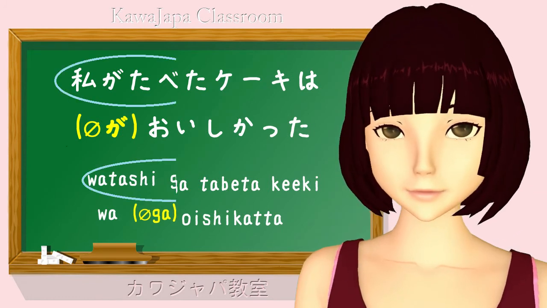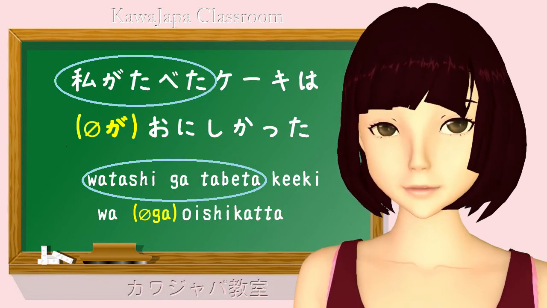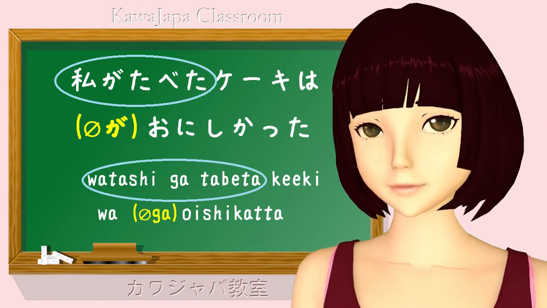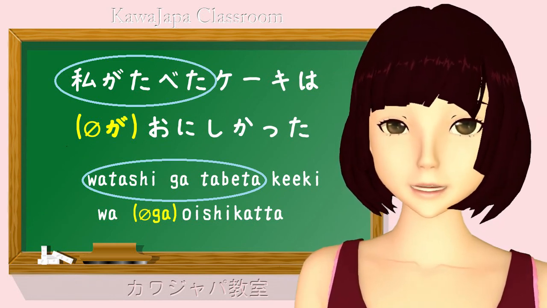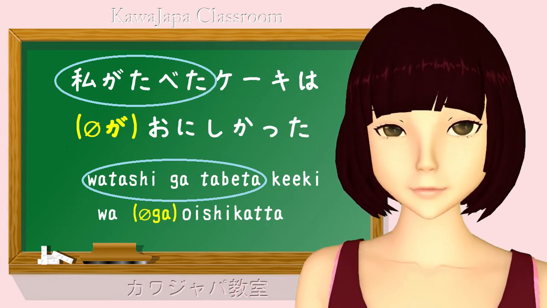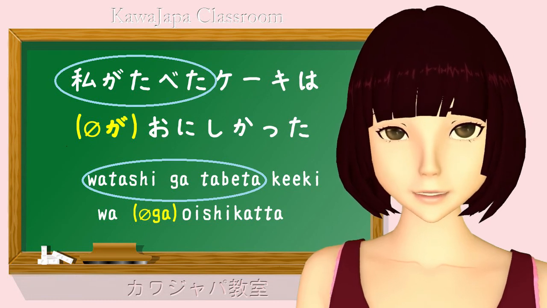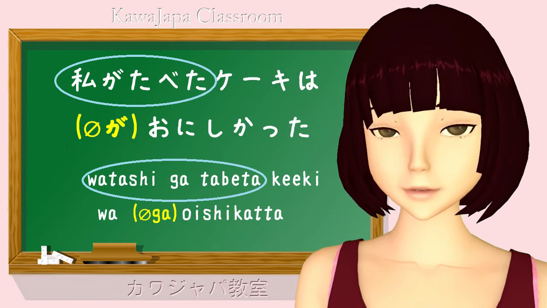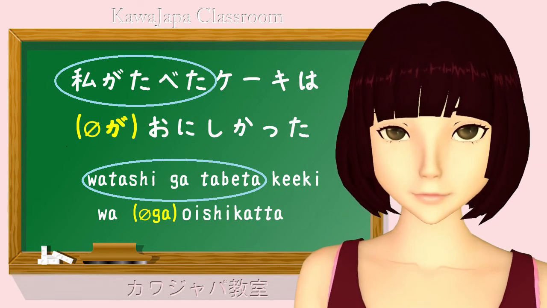Watashi ga tabeta keiki. Watashi ga tabeta is a complete logical sentence in itself. I ate. You can use this on its own. Did you eat today? Yes, I ate. In this sentence, however, it's not working as a standalone sentence. It's working as an adjective. It is what we can call an adjectival clause. It's telling us something more about the cake.